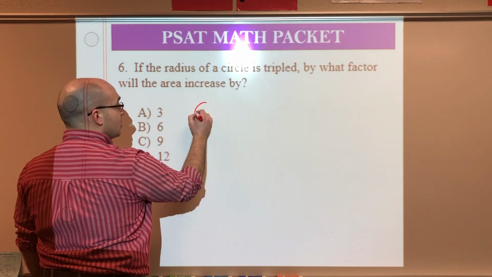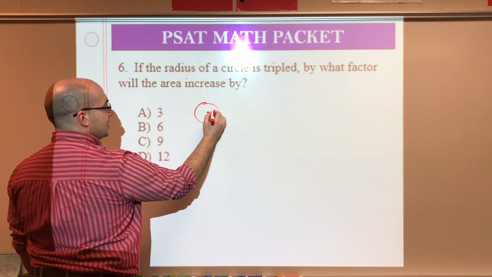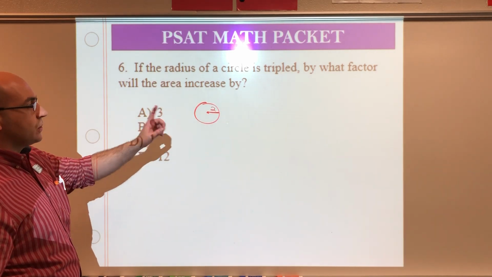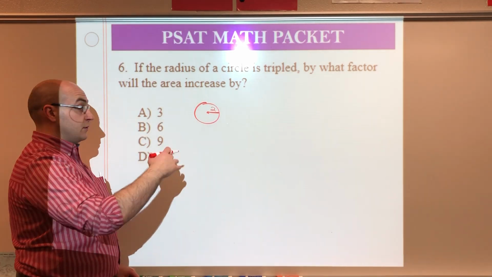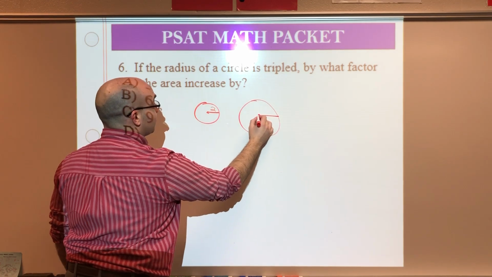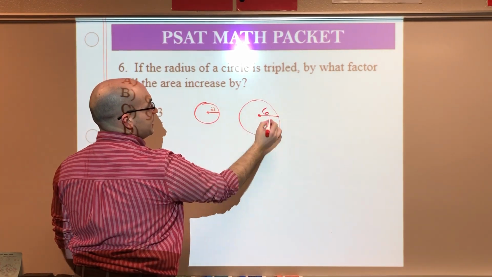So I'm going to draw a circle and make a little radius here. Let's just say that radius is 2. Now, if the radius of the circle is tripled, meaning another circle with triple the radius, let's make another circle. These circles are pretty circular, okay? If I triple that, it's going to be 6.